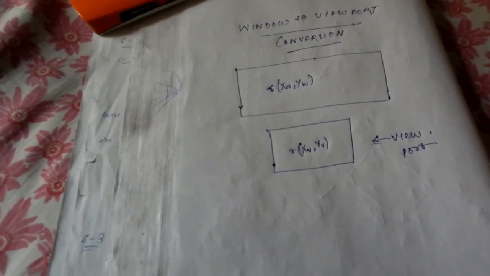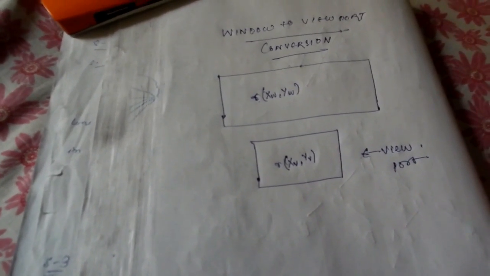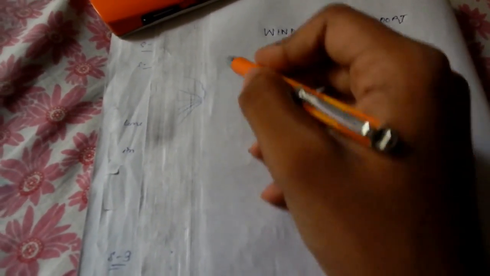yv. Okay, now how to convert this into this, right? So for converting this we need to have some basic idea about its coordinates. So suppose this is a coordinate.